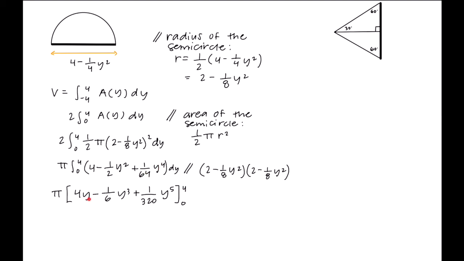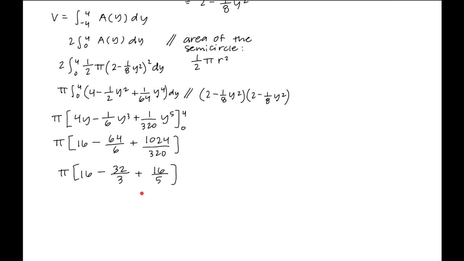Next, we're going to plug 4 in for y, minus plugging in 0 for y. And then finally, the common denominator is going to be 15. So our final answer for the volume is 128/15 pi.